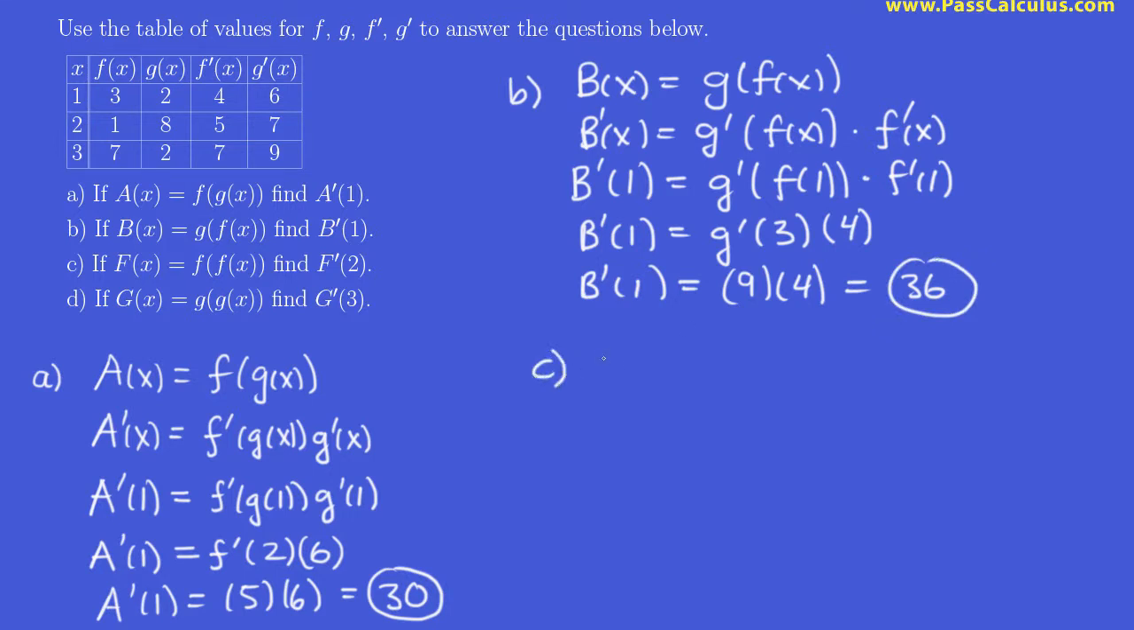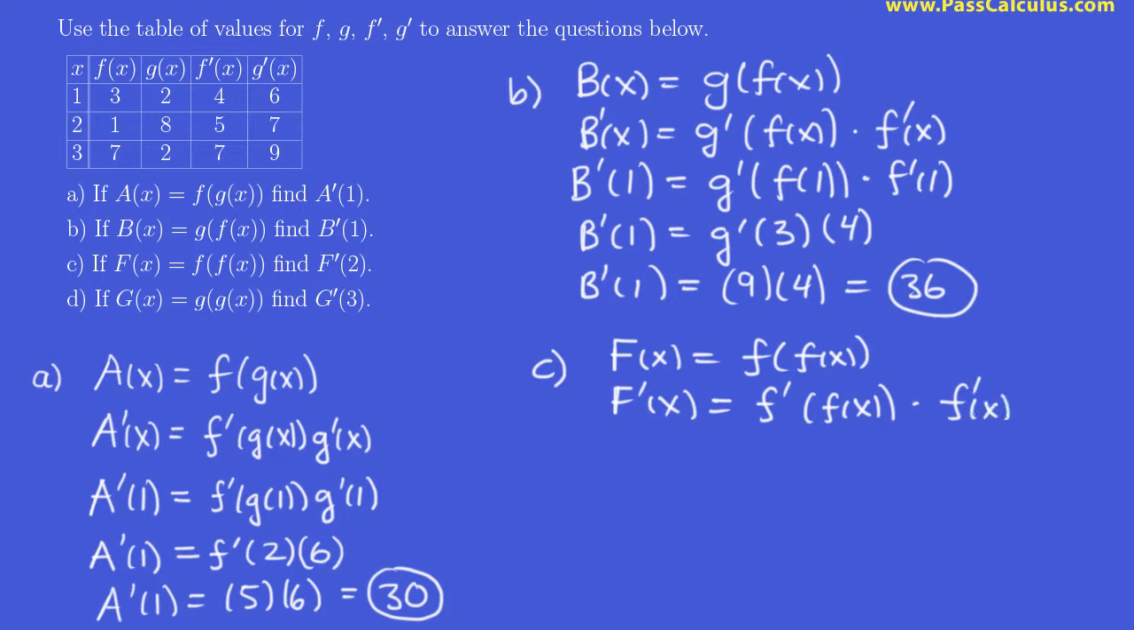Okay, question C now. So capital F is f composed with itself. Maybe I'll just write it down. So what does the chain rule say there? Well, it's the same thing. f prime at the function multiplied by the derivative of the function. And we want to evaluate that at 2.